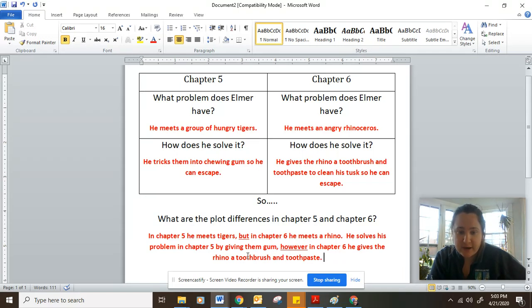Looking at this all together, I basically took what happened in chapter 5 and what happened in chapter 6 and put it all into one response. But I used words like but and however to show you here's what happened in chapter 5 and here's what happened in chapter 6. I'm showing you that they're different. I'm contrasting what happened in both chapters.